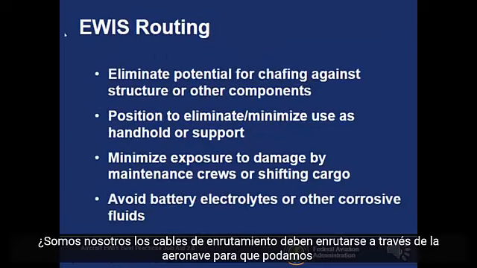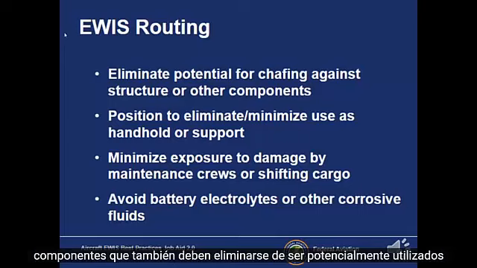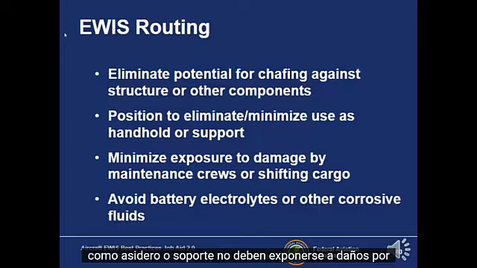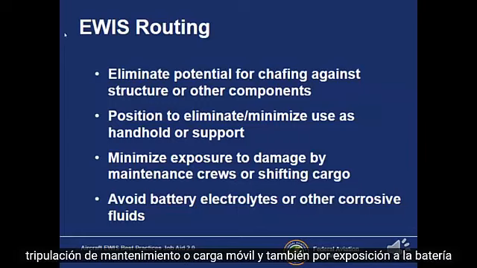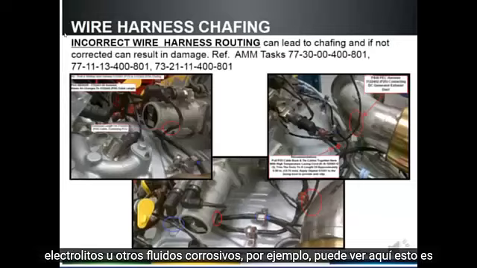Another thing to consider is EWIS routing. Wires should be routed throughout the aircraft so that we can eliminate the potential for them to chafe against other structures or components. They should also be kept from being used as a handhold or a support. They should not be exposed to damage from maintenance crew or shifting cargo, and also from exposure to battery electrolytes or other corrosive fluids. For example, you can see here this is from a Pratt & Whitney best practices.